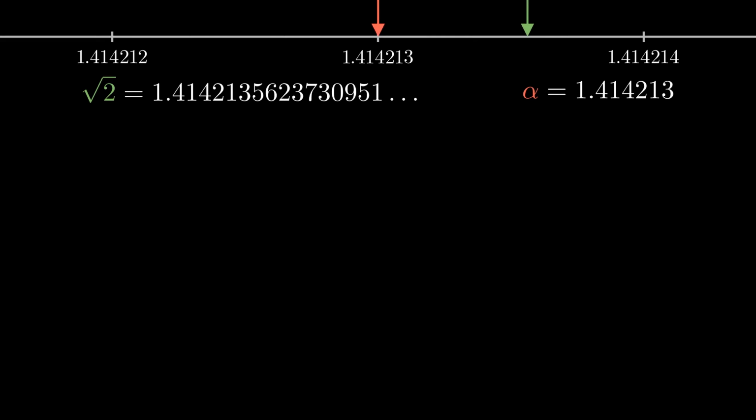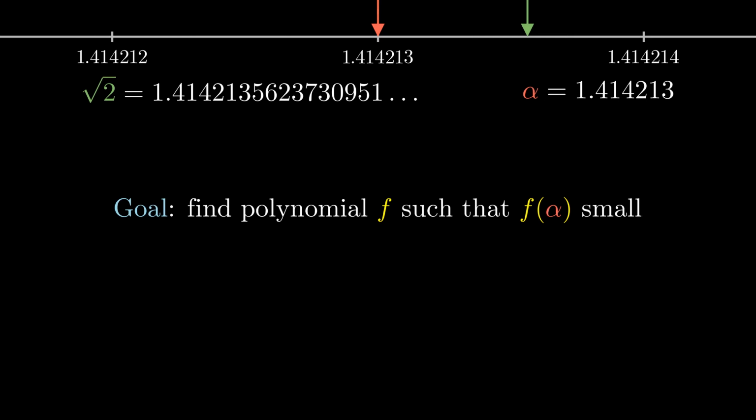Where may you even begin to solve this problem? Well, first, let's set a target for you. Your goal is to find some polynomial with integer coefficients such that f of alpha is small. Leveraging the continuity of polynomials and the fact that alpha is very close to your target algebraic number, in this case the square root of 2, if f of alpha is small, then there's a good chance that f of the target algebraic number is 0.